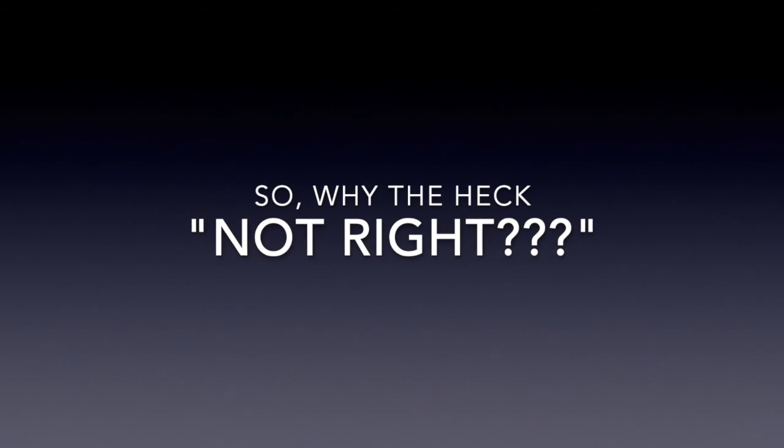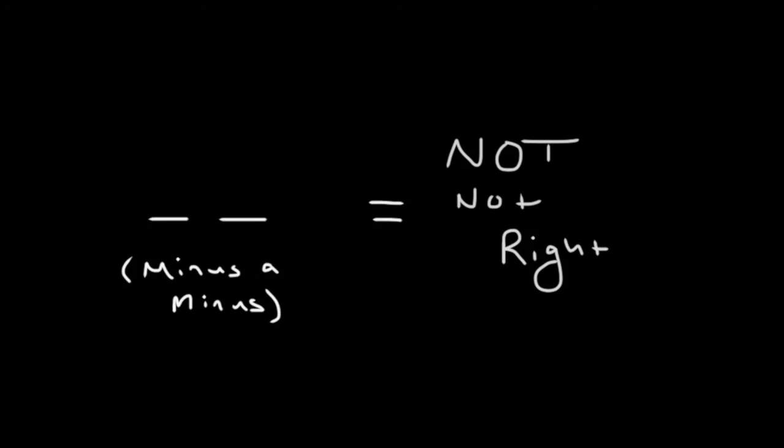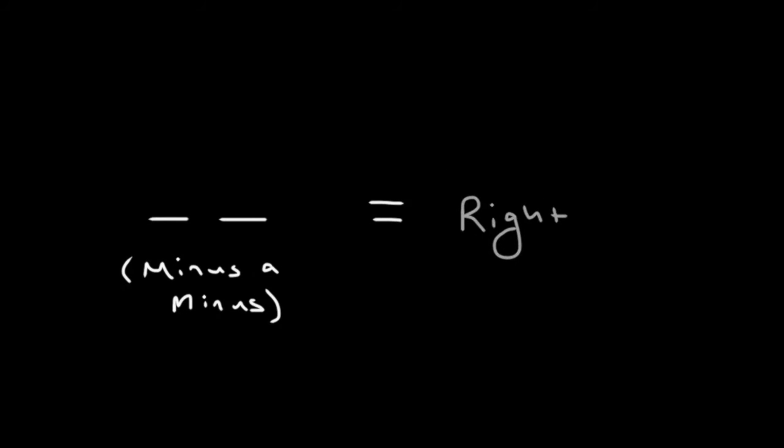Alright, given everything we've seen so far, it still seems kinda nonsensical to not just use the word left when we're talking about minus. So why the heck do we say not right instead of left? Well, it has to do with this next situation where we have two minuses right next to each other. Having two negatives next to each other can be pretty confusing, but what it basically translates to is not right. And when you got two nots next to each other, they cancel out. Meaning, double negatives tell us to move to the right.